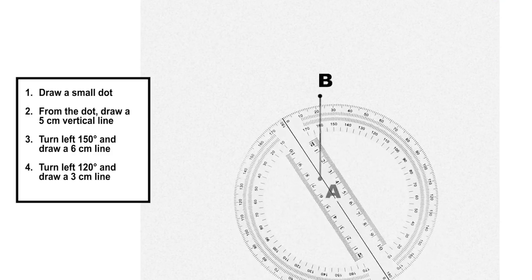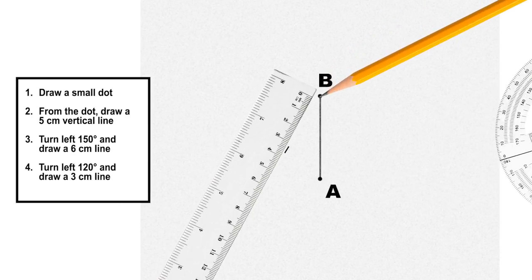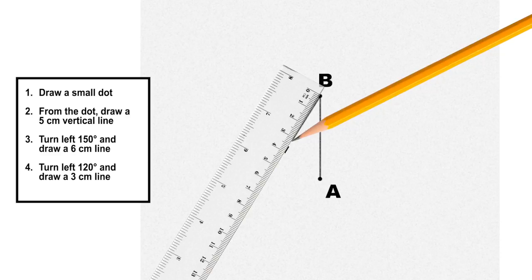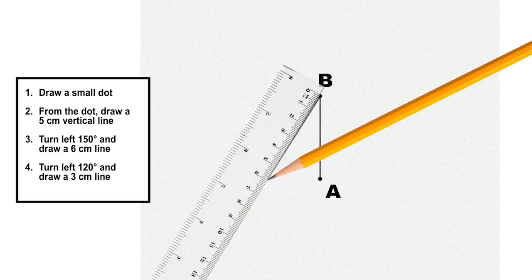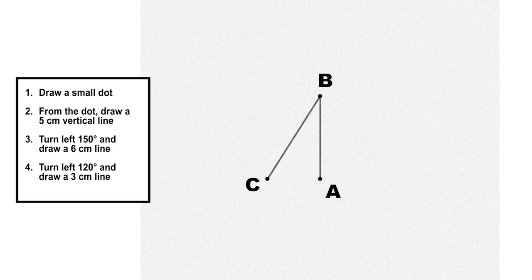Next, place a circular protractor over the line with the point B at the center mark. Follow the protractor from 0 going left to the 150 degree and mark a tick. Then change to a ruler and draw another line from point B through the mark that is 6 centimeters long. Let's mark this point C.